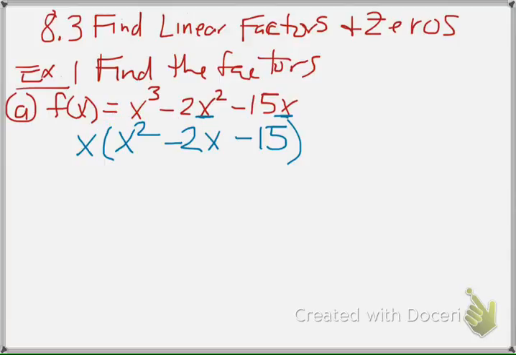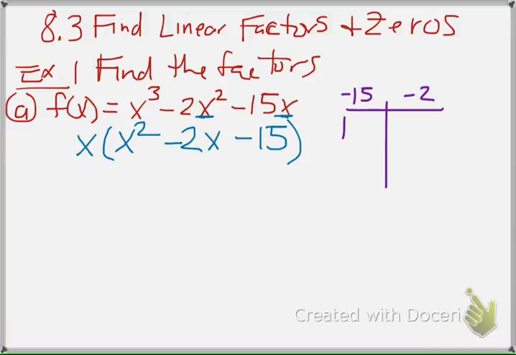Now look at what's inside of the parentheses. We've done this factoring before. X squared minus 2x minus 15. So this is where I would advise you to make a little table. You make your table with the last number and the middle number here.